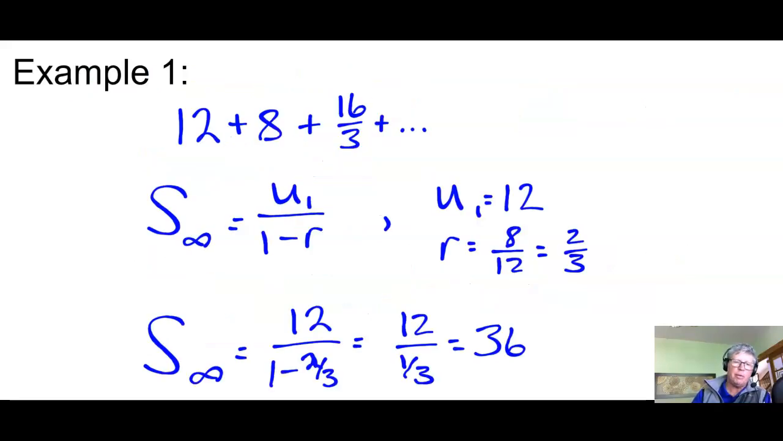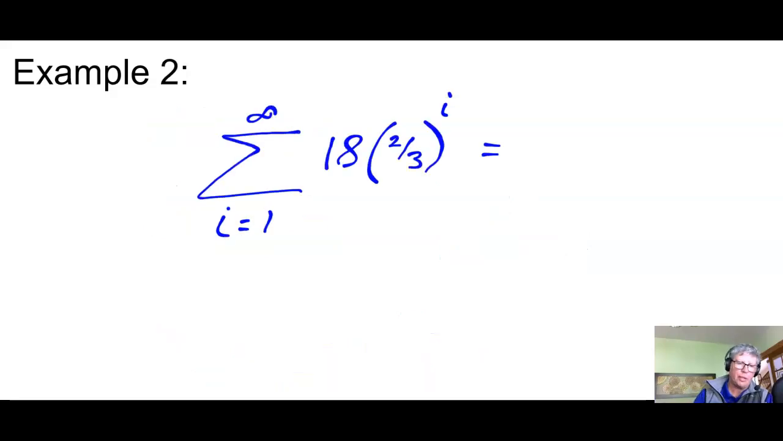Let's do a quick example. There it is. Do we have a first term? Check. Do we have a constant ratio? I hope so. We take 8 over 12 and get 2/3. You'll find that this will go very quickly. It's a much easier thing to plug in your calculator. 12 over 1 minus 2/3, 12 over 1/3, and you get 36.